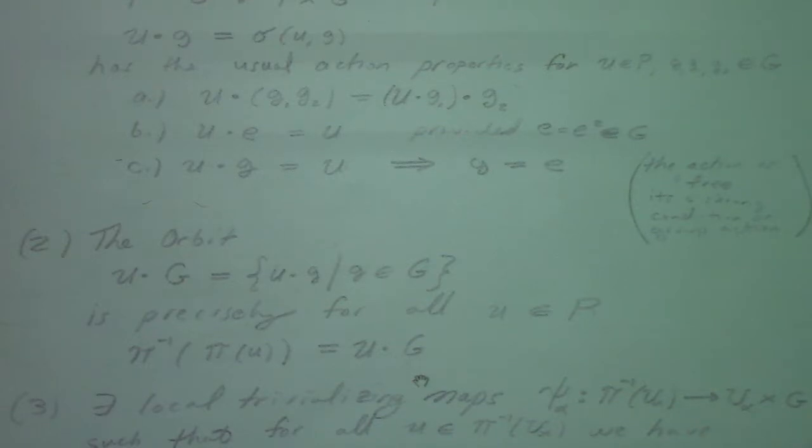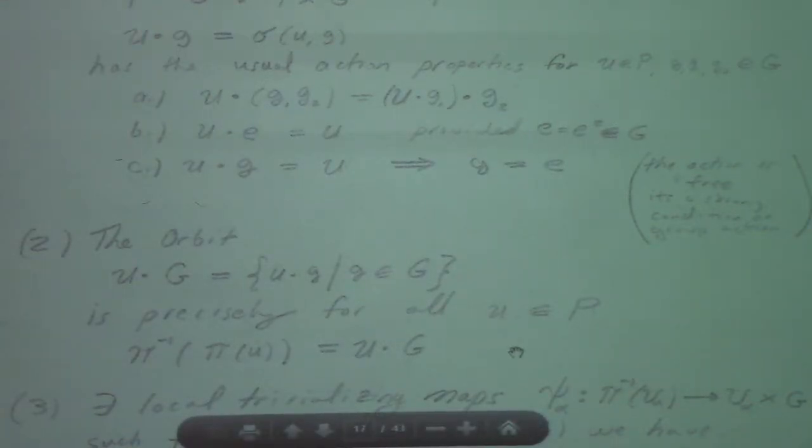Yeah, I think that says it's the whole fiber, right? Let's say pi of u is equal to x. This is pi inverse of x is equal to u dot g, where that u dot g could be anything in the fiber over x dotted with g. It gets the whole thing. So I think you could say it's a transitive action on the fiber.